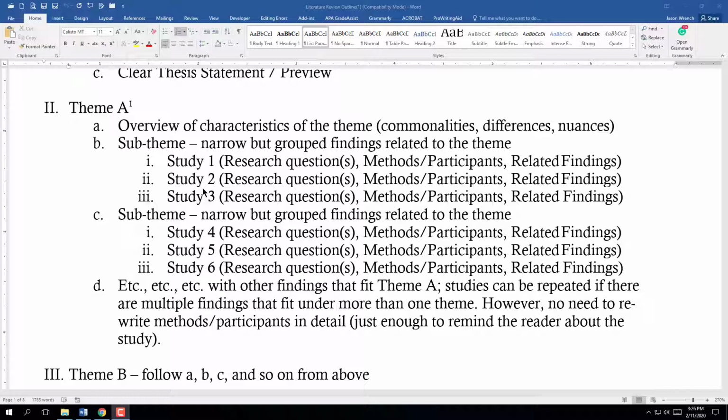If you're doing a rhetorical research study, Theme A could be the history of the artifacts that you're studying. There's a number of different ways that Theme A could be approached, and it really depends on your own individual study. But generally speaking, you have an overview of characteristics of the theme. Oftentimes, depending on what it is, you need to provide a definition of a specific concept.